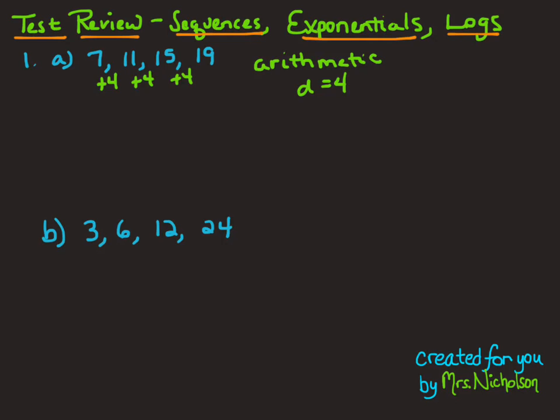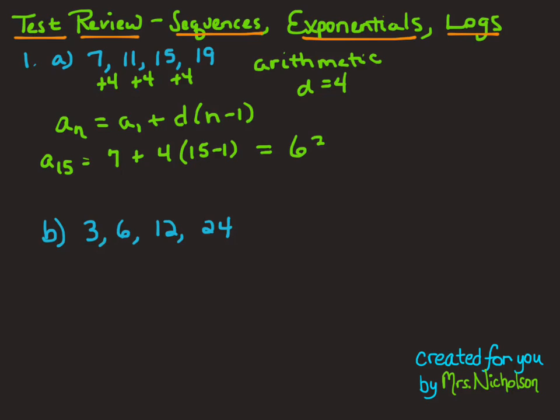So to find that 15th term, I'm going to use the formula to find the nth term. a sub n is equal to a sub 1 plus the common difference times n minus 1. And so for us here, a sub 15 equal to the first term, 7, plus the common difference, which is 4, times 15 minus 1. And that comes out to be 63 for our 15th term.